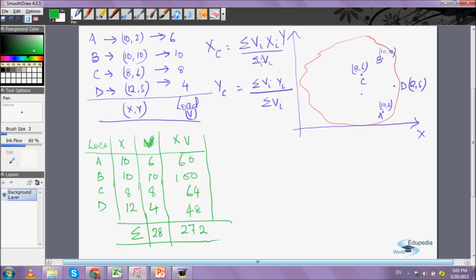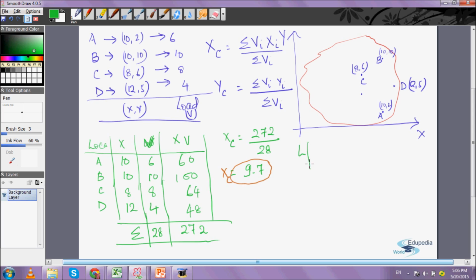And when I put this value in the formula, I'll have the value of xc as 272 divided by 28, and that will give me 9.7. Fine. So 9.7 is the value of your x, xc. In the same manner, let's find the value for y.